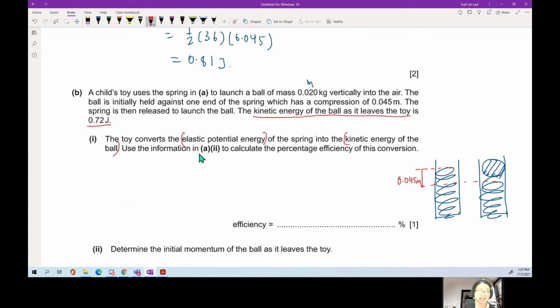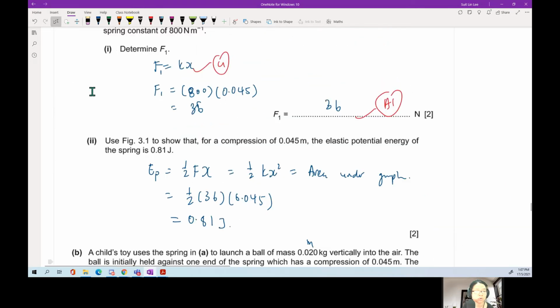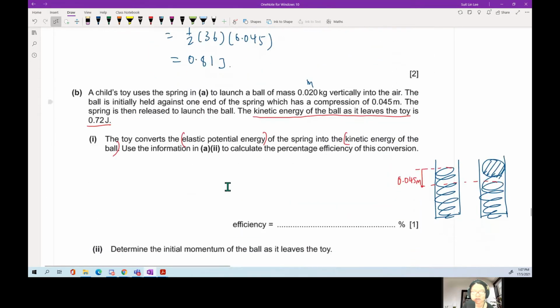Use the information in A2. What was A2 again? Oh, elastic potential energy stored, to calculate the percentage efficiency of this conversion. So I have 0.81 potential energy and only 0.72 became kinetic energy.